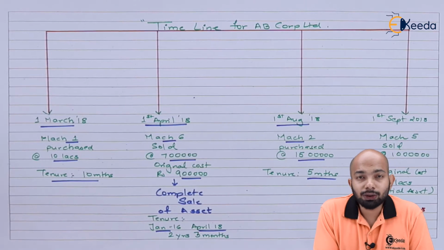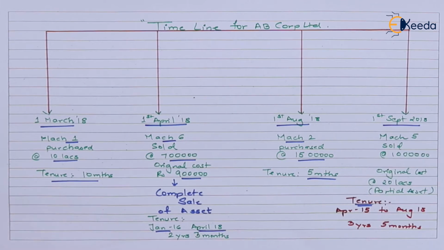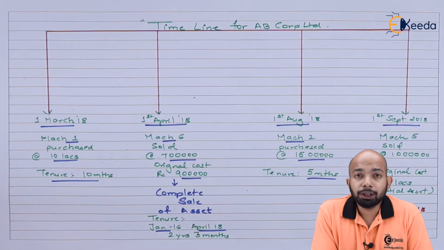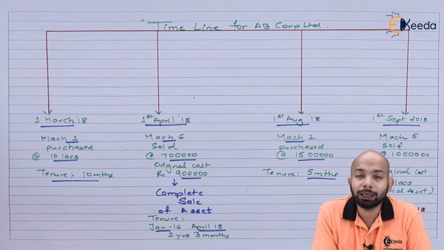On 1st of August 2018, we have another asset that was procured for 15 lakhs, and the tenure was around 5 months for providing depreciation after the purchase date. On 1st of September 2018, we have another asset which was being sold out for rupees 10 lakh. The original cost of that partial asset was around 20 lakhs.